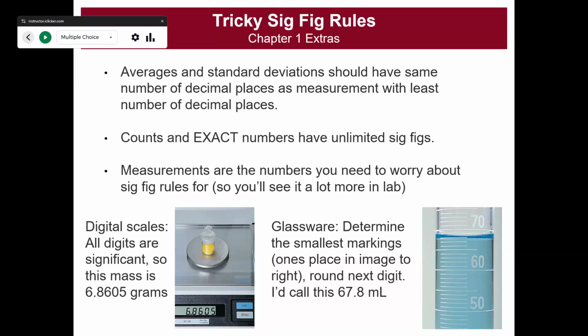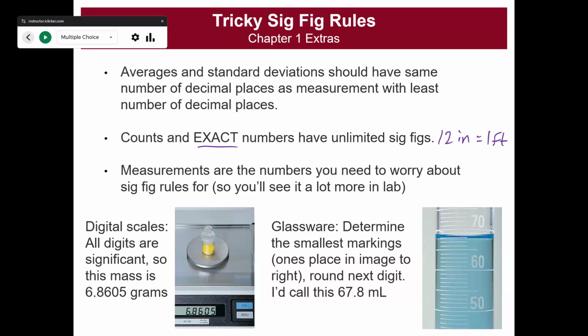There's something up here about averages and standard deviations. You'll probably see that in the lab. They'll talk about that more there. Counts and exact numbers: if you're counting something like 12 eggs, that isn't 2 sig figs, it's unlimited sig figs. If you're talking about the number of inches in a foot, there's 12 inches in 1 foot. Those don't have 1 or 2 sig figs. Those are unlimited sig figs because there's exactly 12 inches in a foot. Exact numbers. And then you'll see the bottom ones in lab.